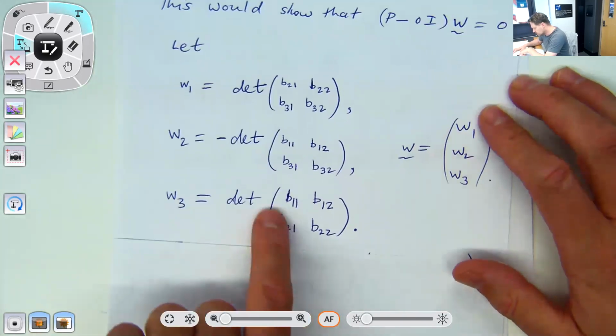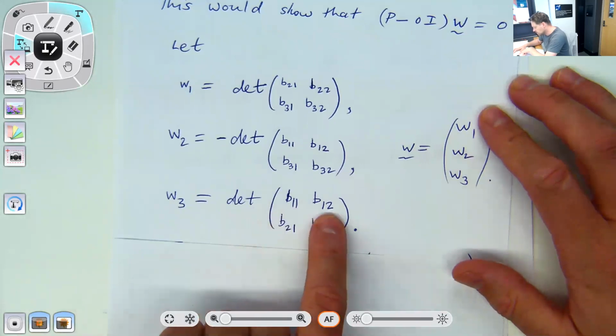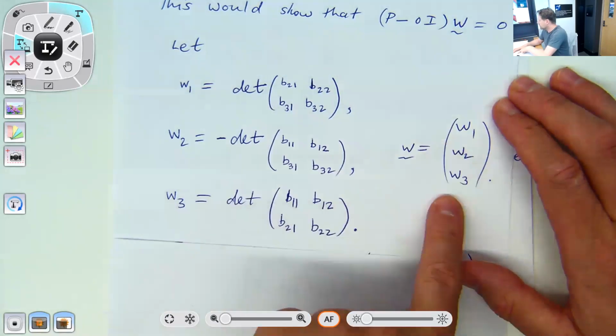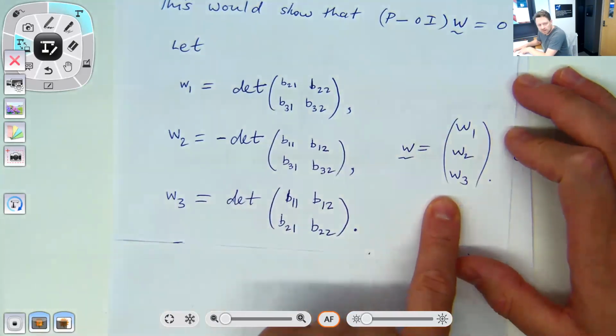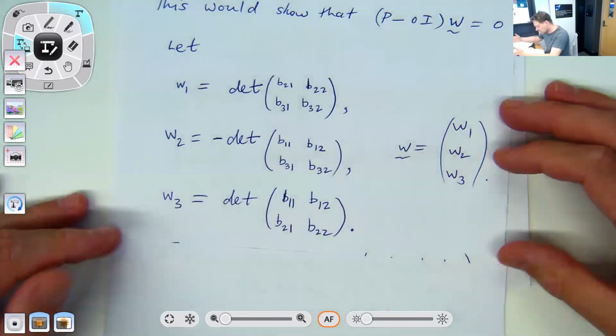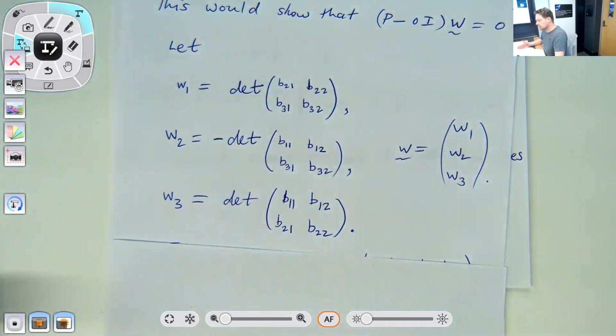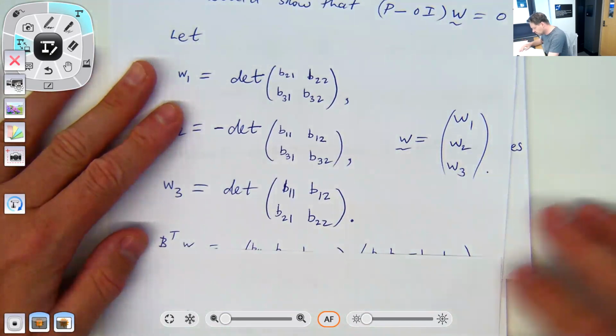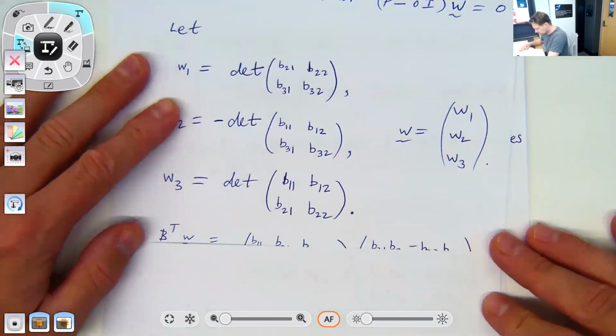W3 is this determinant of B1, B12, B21, and B22, right? And then I put them together and say, this is my W. All right, now that I've explicitly got this, what I want to show is that P times W gives me 0, but I'll take a shortcut.